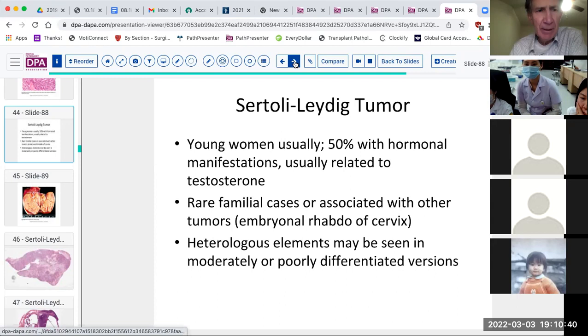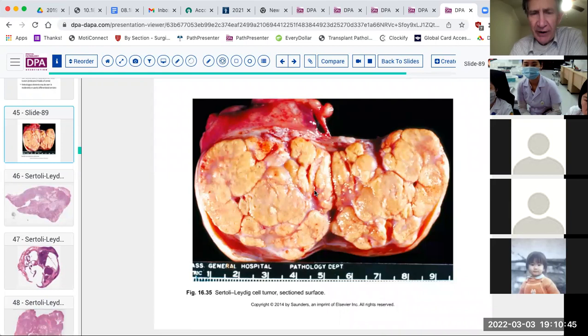Grossly, as you can see here, these tend to be somewhat lobulated, a little bit yellowish due to the hormonal components, and have a little bit of intervening fibrous stroma. It's in these stromal elements and often at the periphery that you're going to be most likely to find the Leydig elements. And so you have to be sure that you sample the tumor quite well, because those elements may be fairly localized.